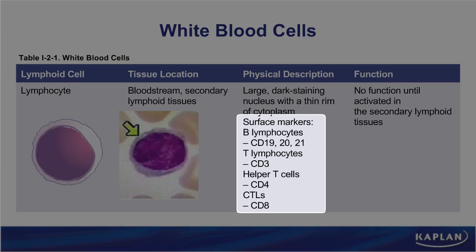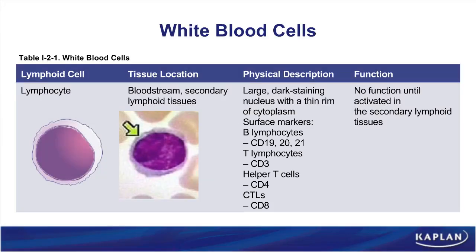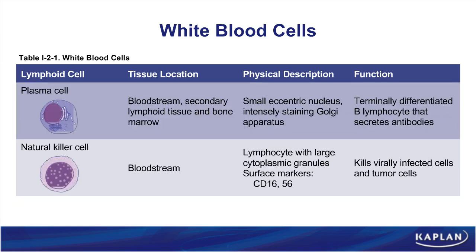Instead, all of our T lymphocytes are going to express CD3, and that population of T cells can then be further divided into being either CD4 positive or CD8 positive. The functionality of these cells is nothing until they reach their final destination and are activated in a secondary lymphoid tissue. In addition to the mature, naive B and T lymphocytes, you will also see some of the terminally differentiated B cells that we call our plasma cells.